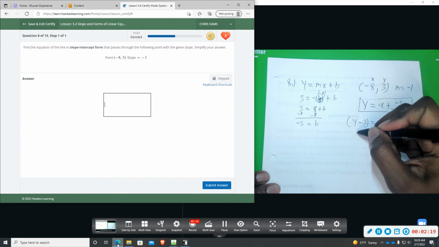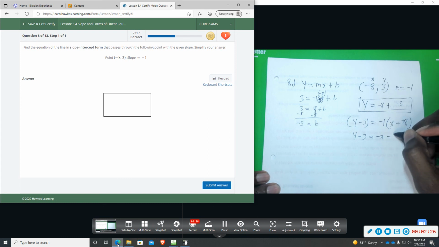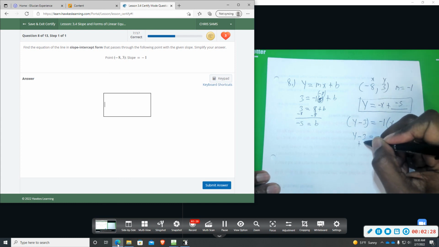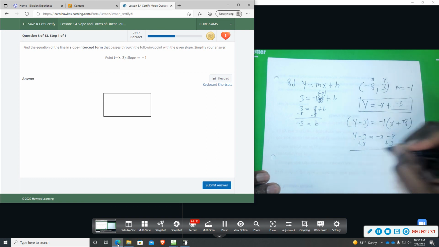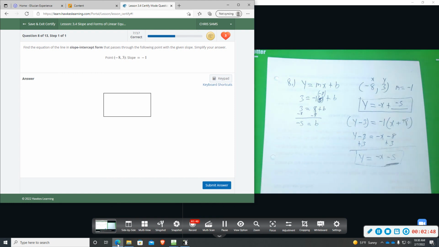But then if you solve it that way, y minus 3 equals, you'll distribute, that'd be a negative x minus 8, and then you would add 3. And so either way you can do it, you get the same answer. y equals, that will cancel, negative x, and that'll give you -5. Okay. And my pen is running out, but you get the same answer, negative x minus 5. So you got to do y equals the negative x minus 5.